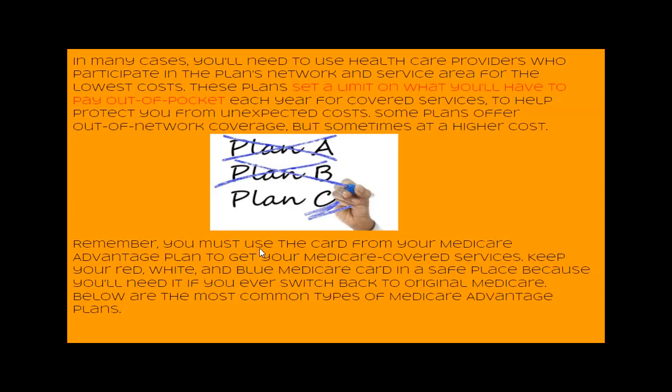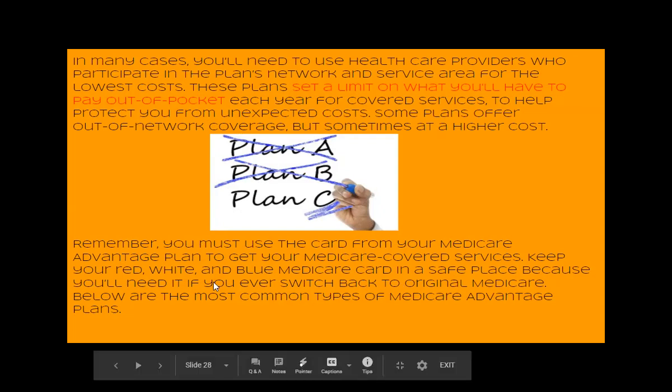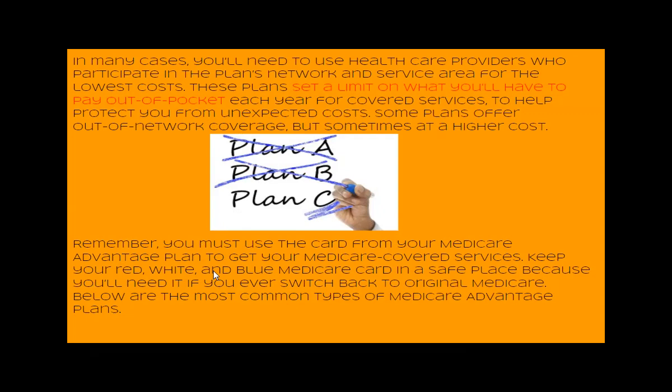Also, remember that a Medicare Advantage plan only has to cover your Medicare-covered services. So you will still need to keep your red, white, and blue Medicare card if you ever want to go back to original Medicare, and that's what you'll use that card for.